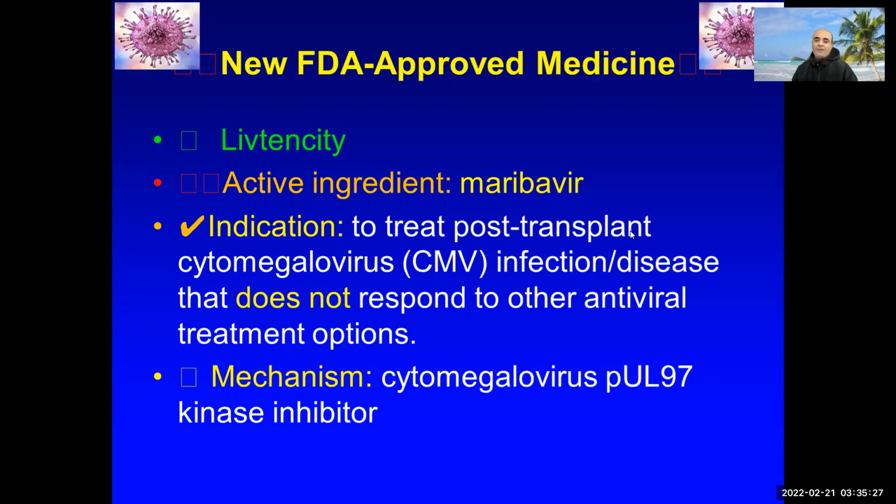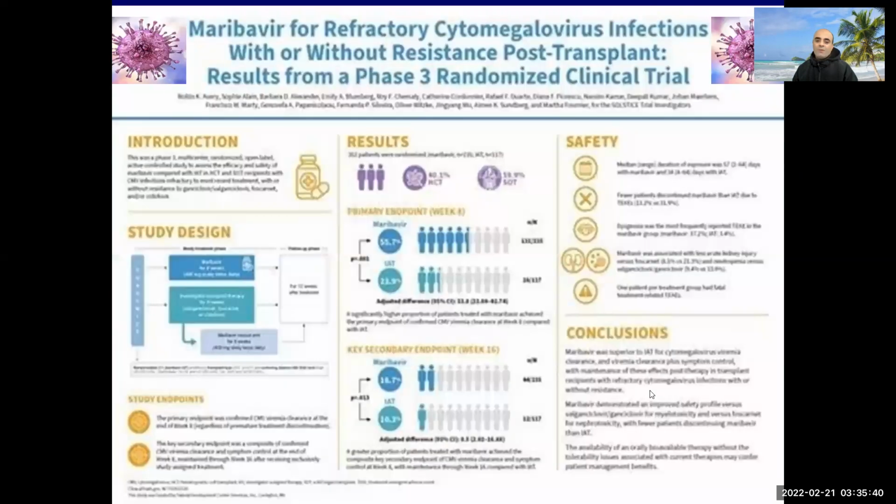Maribavir's mechanism is a cytomegalovirus UL97 kinase inhibitor. It will inhibit the UL97 mutation. Maribavir for refractory cytomegalovirus infection with or without resistance post-transplant: results from phase 3 randomized clinical trials. You can read this article if you have any patient with resistance to regular antiviral treatment for CMV viremia.